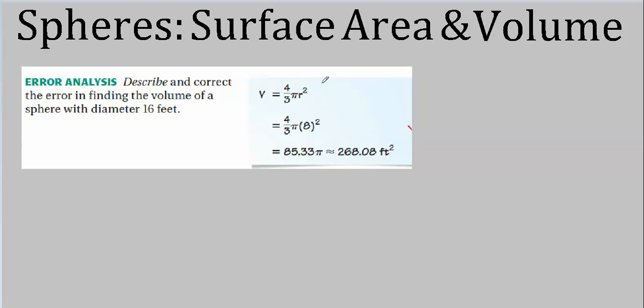What did they do wrong in finding the volume of a sphere with diameter 16 feet? Well, let's see. Diameter 16 feet. Okay. Radius would be half of that. That's 8 feet. That looks good. 4/3 pi r. Oh, wait a minute. 4/3 pi r cubed. Well, that's a mistake. This should have been a 3.